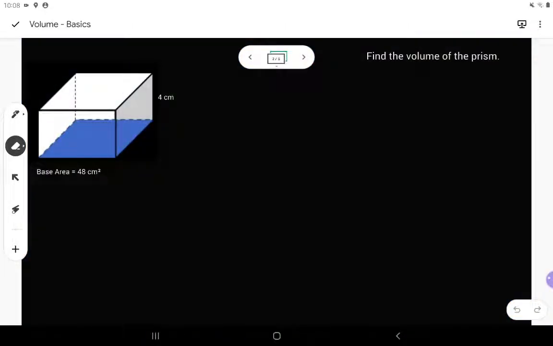So looking at this first shape, I've got a rectangular prism. You can see here it says the base area is 48 centimeters squared and the height of this prism is 4. I've even labeled the base area in blue to show you what the base looks like. So finding the volume of the prism, I'm going to start off with my formula. Volume is equal to the base area times the height of the prism.